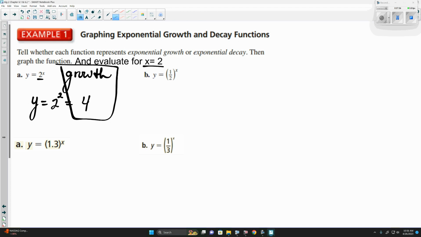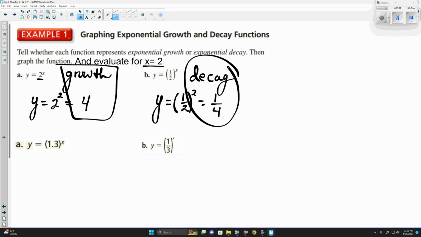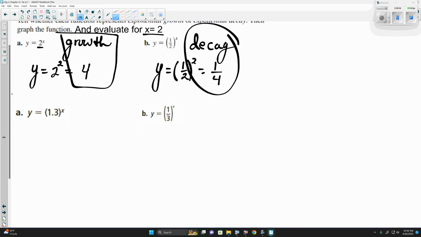Now let's look at the next one. Y equals 1/2 to the x. Decay, because we have a fraction, it's less than 1, so this is decay. So we replace x with 2 because we're evaluating it for 2. So 1/2 squared, which is indeed 1/4. Any questions on A and B?